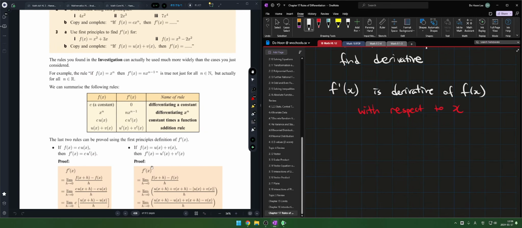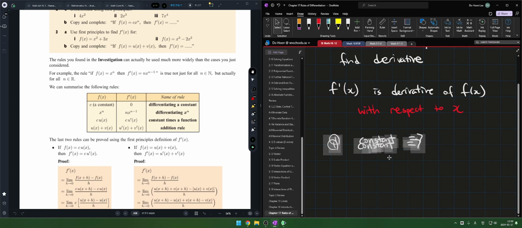Okay, so let's talk about some basic rules of differentiation. First part, if you have a constant, whenever you have a constant and you differentiate it, okay, from this table, this arrow means differentiation. Move down a bit.